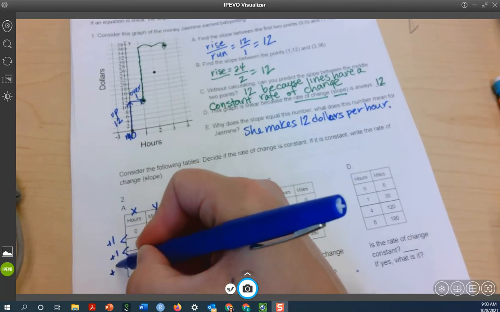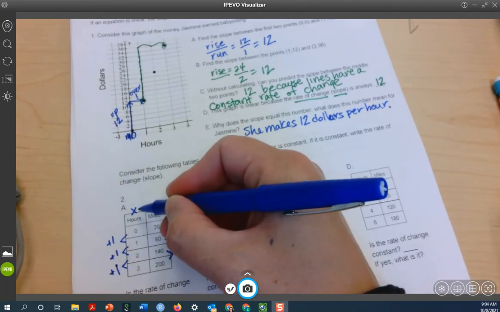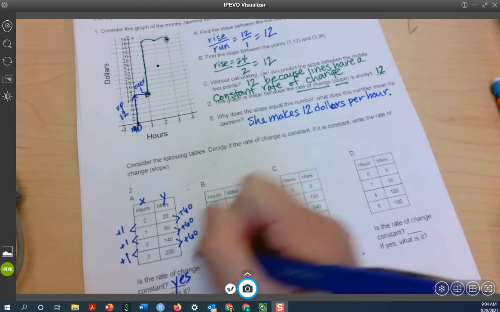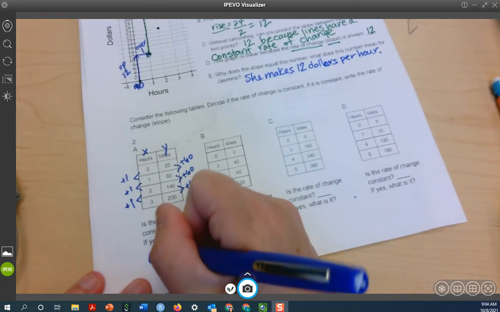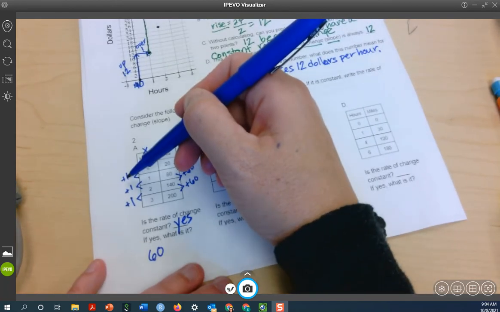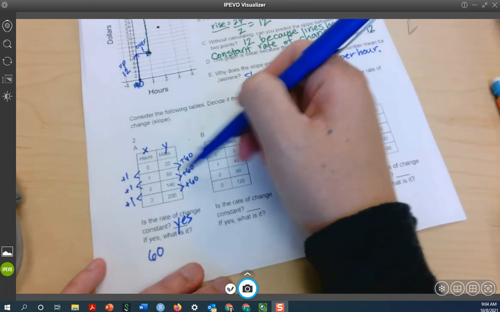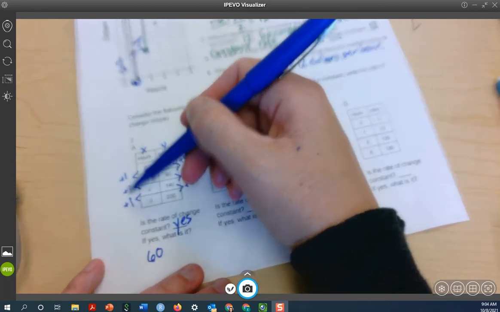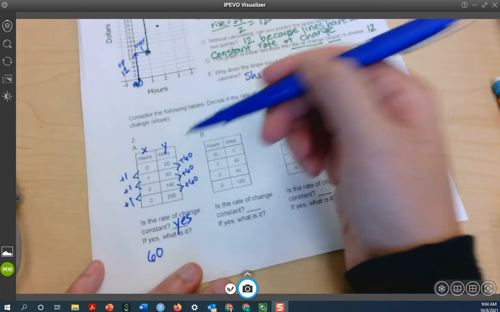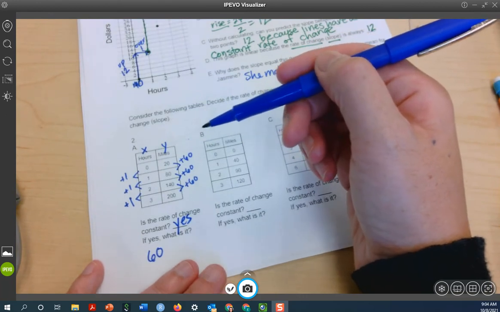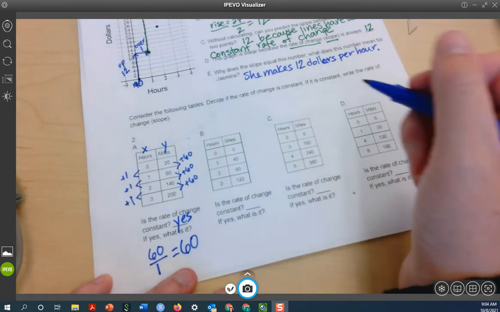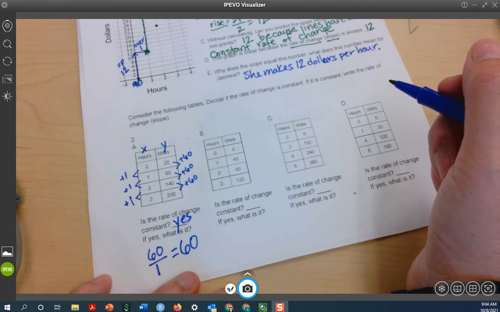Okay, so the rate of change is the change in y over the change in x, and so that would be 60 over 1, which is just 60. Why do you say that? So we said yes because the y over the x is the same number each time. So 60 over 1 is 60. It could, by the way, have been 120 over 2, and it would still be okay because 120 over 2 is still 60. Okay, so I'm going to give you a minute to try B and C and D.